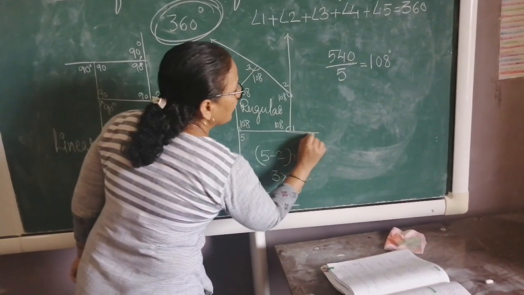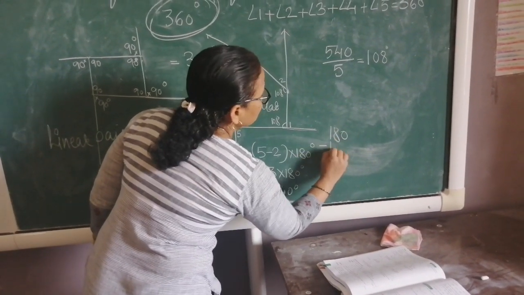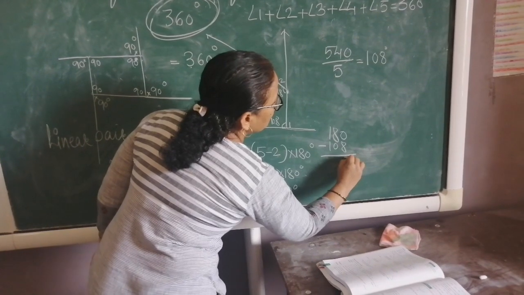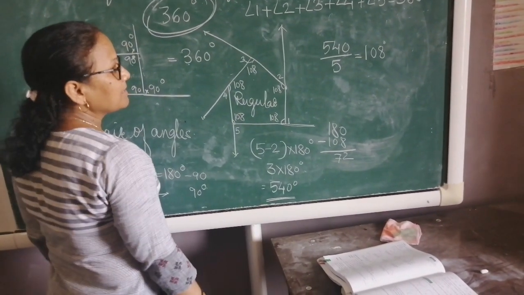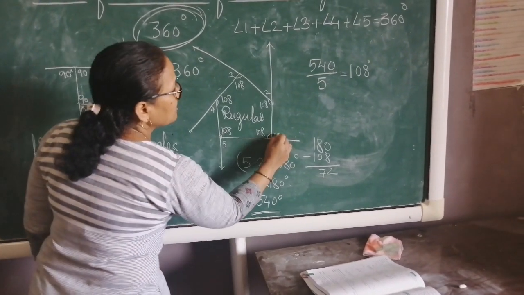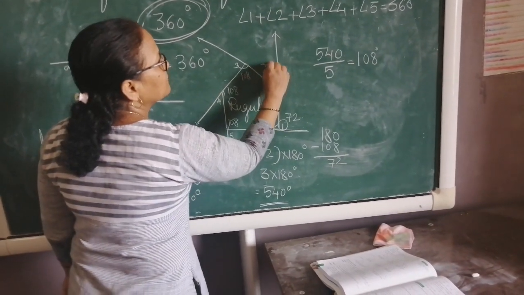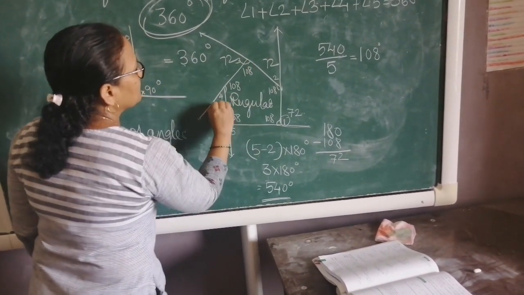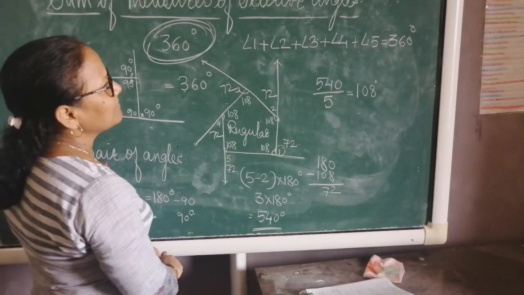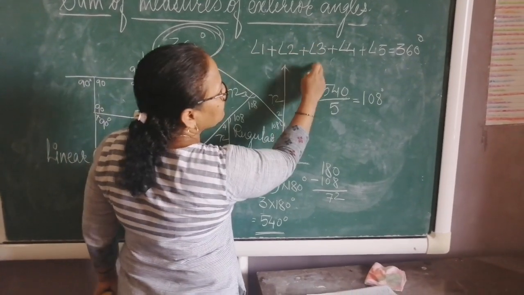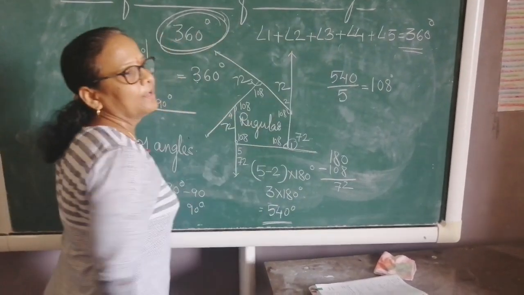Okay. Now again they are a linear pair. That means 180 minus 108 is equal to how much? 72. That means we can say that each exterior angle is 72. This is 72. This is 72. This is 72 and this is also 72. That means 72 plus 72 plus 72 plus 72 plus 72 is equal to 360.